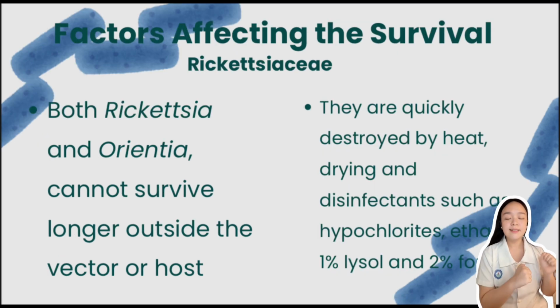So, next is the factors affecting the survival of Rickettsiaceae. So, number 1, both Rickettsia and Orientia cannot survive longer outside the vector host. So, yun nga sinabi ko kanina, they depend on their host and their vector para mabuhay sila because they are obligate intracellular parasites.